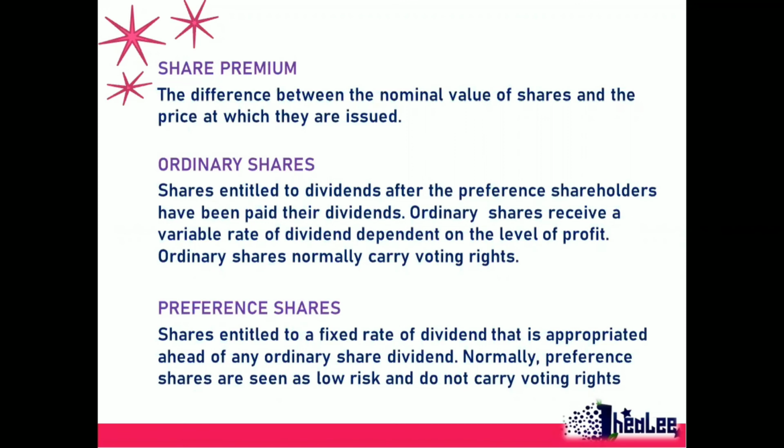Okay, so remember the difference between your ordinary shares and your preference shares is that ordinary get dividend after the preference shareholders receive theirs. So at no point in time, ordinary shareholders would receive their dividend before the preference shareholders.